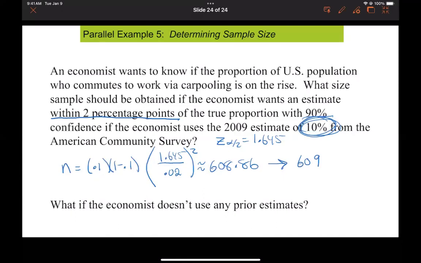Right, so it says, what if the economist didn't use any prior estimate? So I'm going to write 609 up here because I want you to see how big of a difference it is and how important prior estimates are. So let's erase all of this stuff down here.